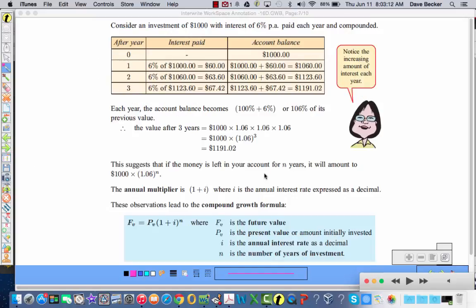Let's take a look at an example. Let's say we invest $1,000 paid at 6% per annum. A is annum, Latin for year. And it is compounded. So at the end of the first year, you're going to earn 6% of 1,000, which is $60. So now you have $1,060 in your account. So the next time the interest is calculated, it's based on 1,060, not on the original investment of 1,000.